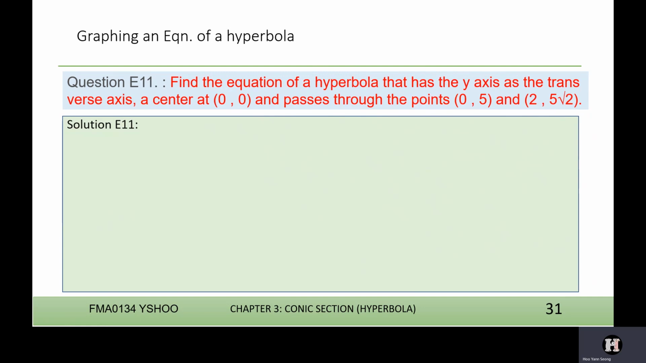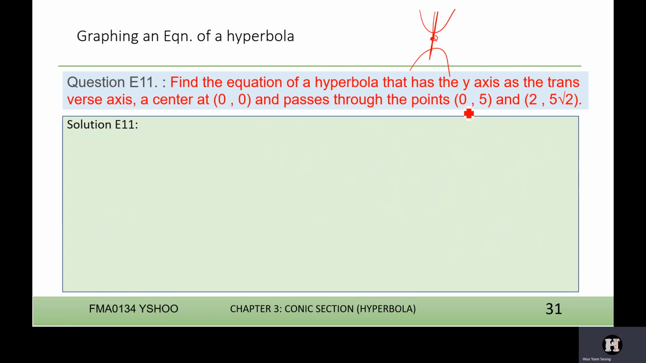And then we have one more. Find the equation of a hyperbola that has the y-axis as a transverse axis. So if the y-axis is the transverse axis, it means that it opens up and down. Okay, and then it said the center is (0, 0) and passes through (0, 5) and (5, 2).